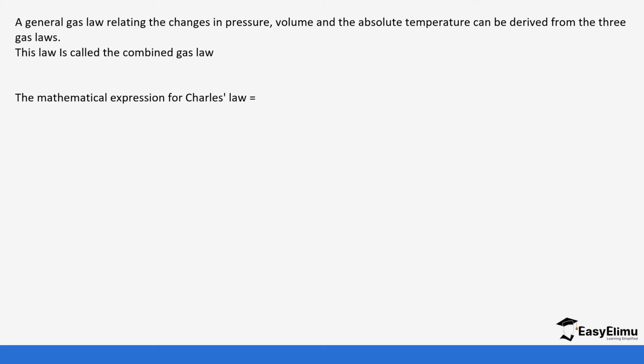So we said that Charles law relates volume to temperature, and we said for Charles law, the volume is directly proportional to temperature. If we introduce the constant, we remove the sign of proportionality, it becomes V equals KT. If we want to allow the constant to remain on one side, it will become V over T equals constant.